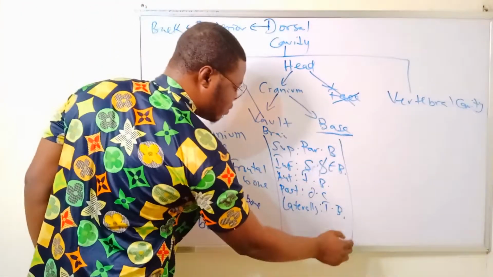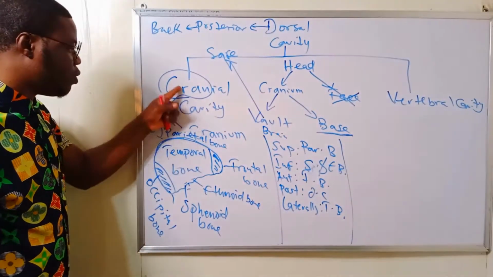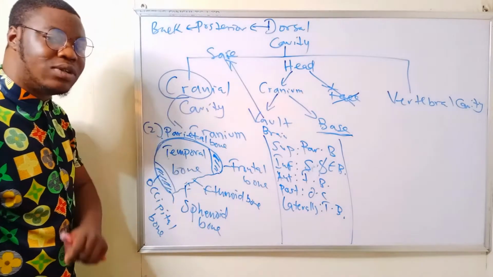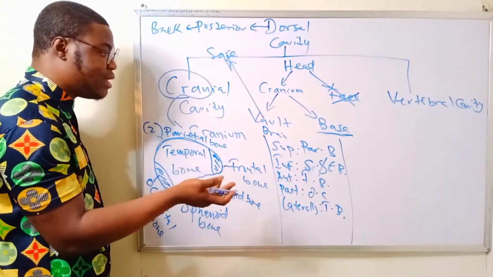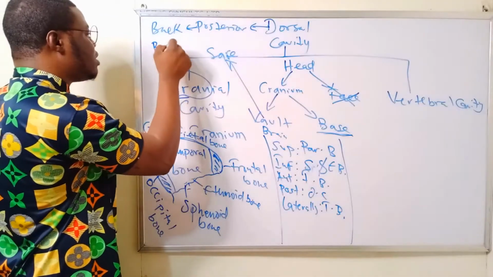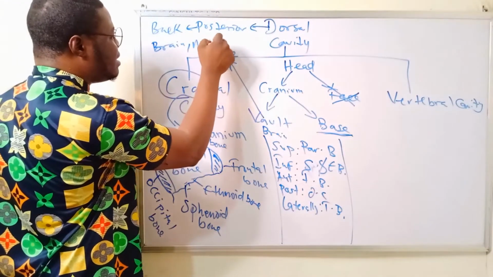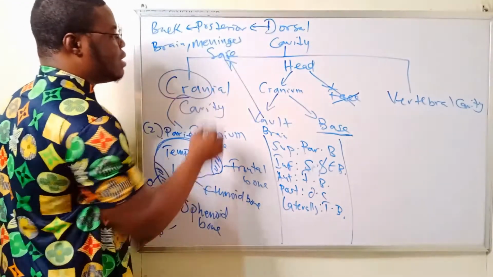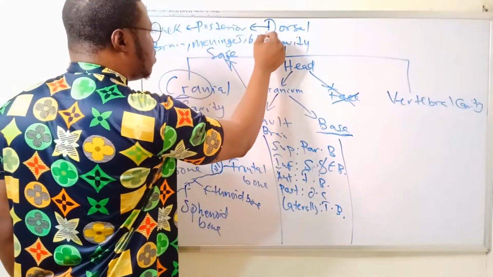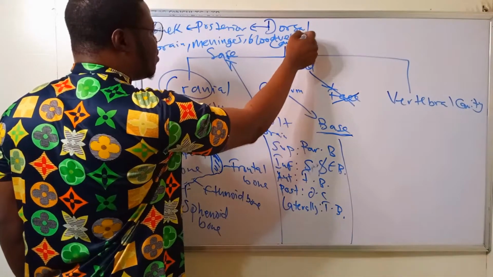And that is that about the structures in relation to the cranial cavity. Now, what does it contain? It contains the brain. We've said that earlier on. And apart from the brain, it contains something called the meninges. Meninges is the covering of the brain. We bring that under CNS, and you can have blood vessels too. So, that is that.